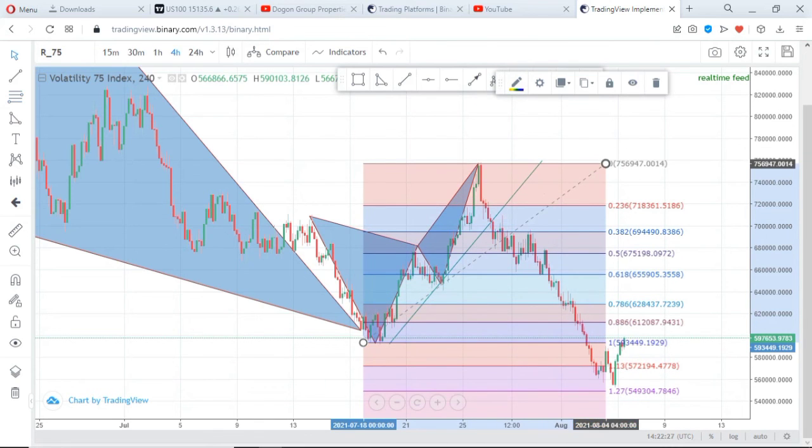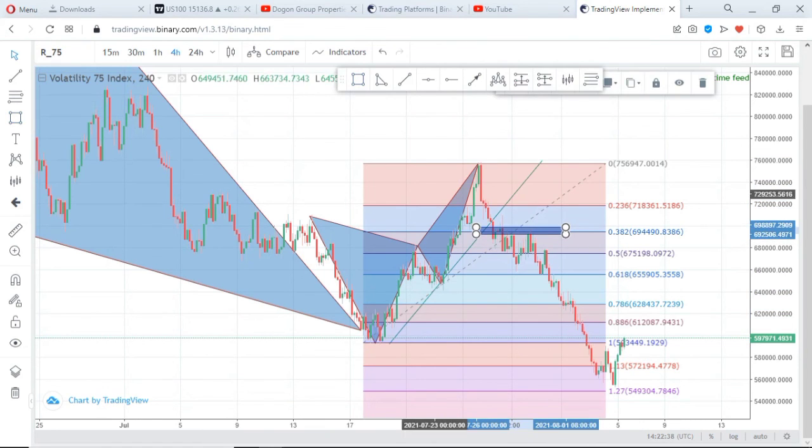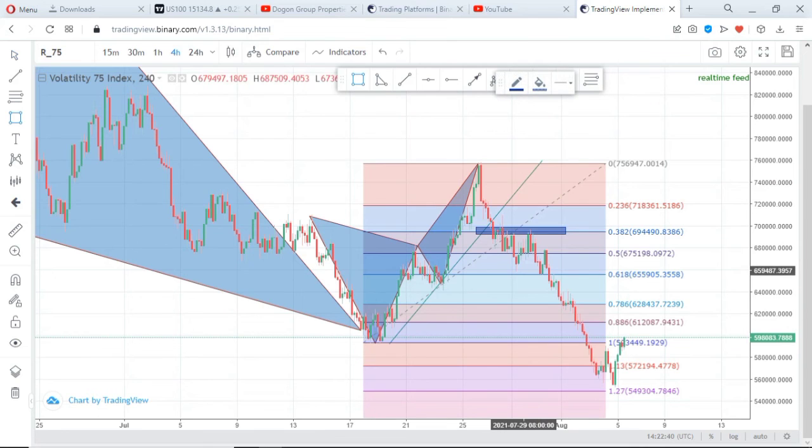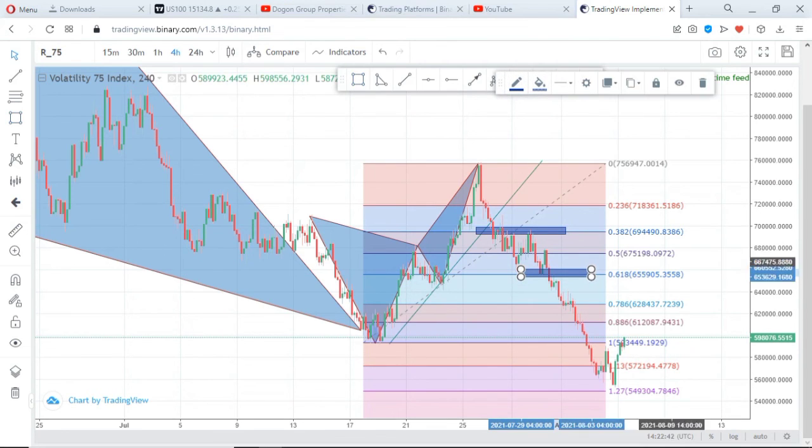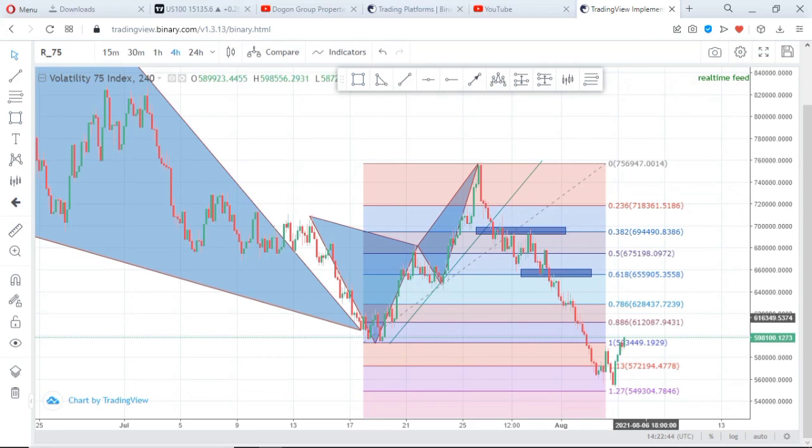From the bottom to the top, 38.2 got hit. You can also see it's a sensitive area. Broke through there, went to where? 618. Second target. Both targets were hit. Harmonic pattern. First target, second target got hit. Now we're looking for what? We're looking for a second harmonic pattern.